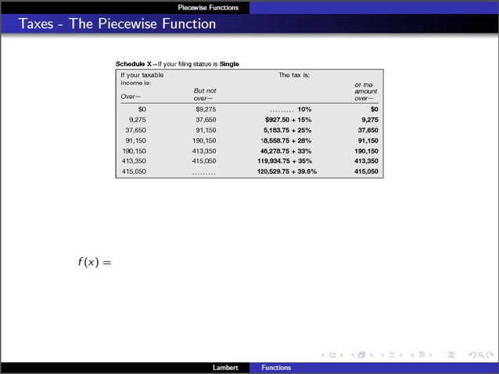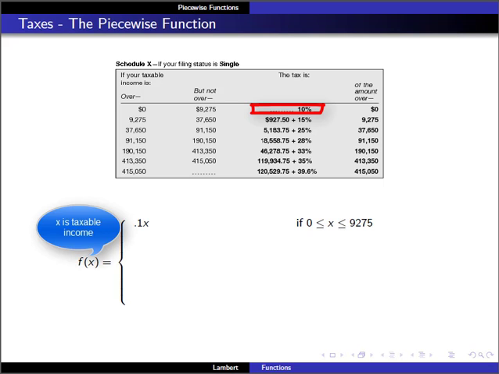So our first scenario, if we look at the first line of the table, notice between 0 and all the way up to $9,275, you're going to owe 10%; 10% of your taxable income will be taxed. So if we do that, we basically just take 10% of x, since x is our taxable income, and that puts our range of values, as I said before, on a taxable income from 0 to $9,275.